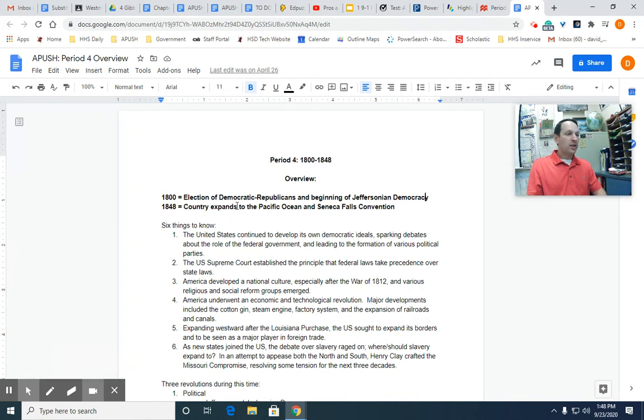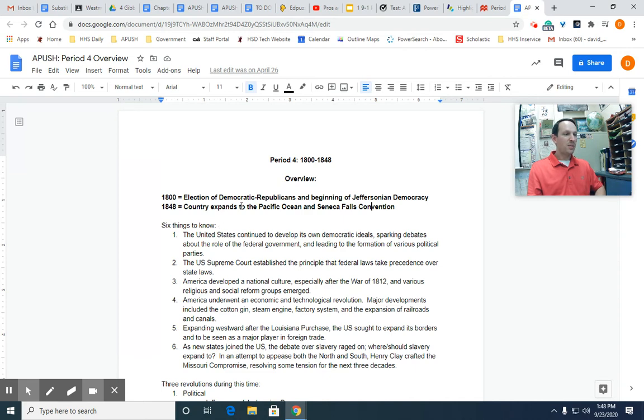1848: the country expands to the Pacific Ocean, and the Seneca Falls Convention takes place. 1848 is the end of the Mexican War. America gained what is now California, New Mexico, Arizona, Colorado, and Utah. So now we're a country that goes all the way to the Pacific Ocean, a continental power. The Seneca Falls Convention was the first women's rights convention. Elizabeth Cady Stanton and Lucretia Mott laid out a course for obtaining equal rights for women, which isn't going to happen for a very long time. Women don't even get the right to vote until 1920, but the stage is being set.